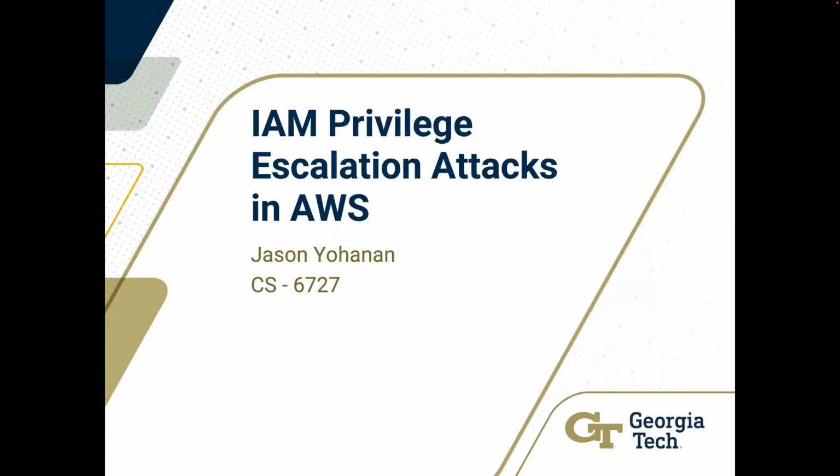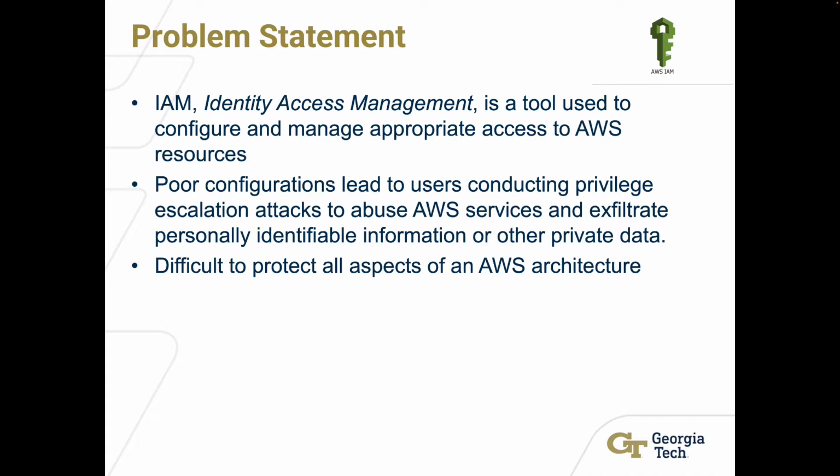Showing you IAM privilege escalation attacks in AWS. That's what I spent my semester doing research on. So the problem with IAM, to start with, is it's way overly permissive in a very easy manner. IAM is how administrators in AWS distribute permissions and give users or services the ability to do various things. Poor configurations on the administrator's part can lead to privilege escalation attacks, and that can lead to further things like exfiltrating PII or other private data.